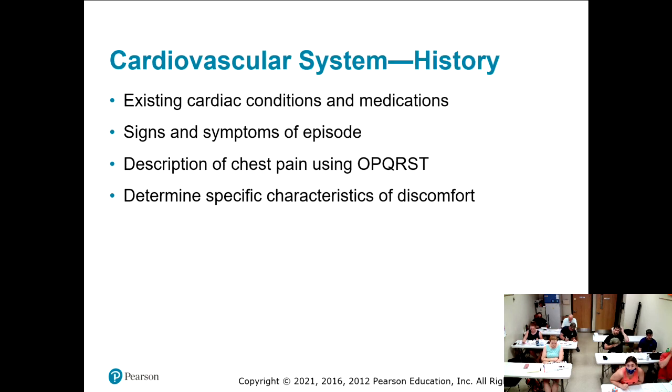And then the specific characteristics of this discomfort, which goes along with the OPQRST. Is there anything that changes it? Is there anything specific? Does it feel like a burning sensation up here? Sometimes patients that are having cardiac problems might think they're having indigestion, but it turns out it's actually heart problems.